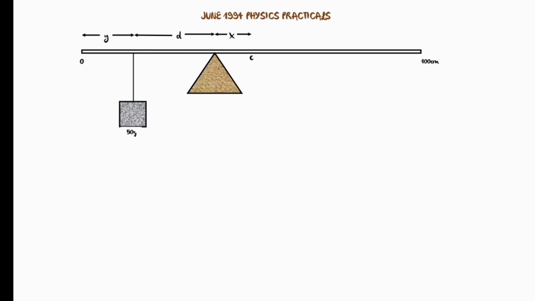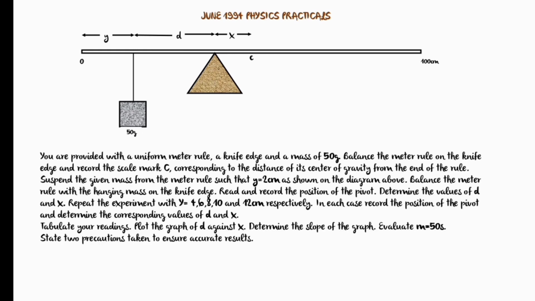So what does the question say? You are provided with a uniform meter rule, a knife edge, and a mass of 50 grams. Balance the meter rule on the knife edge and record the scale mark C corresponding to the distance of the center of gravity from the end of the rule. Suspend the given mass from the meter rule such that Y is equal to 2 cm as shown on the diagram above. Balance the meter rule with the hanging mass on the knife edge. Read and record the position of the pivot.